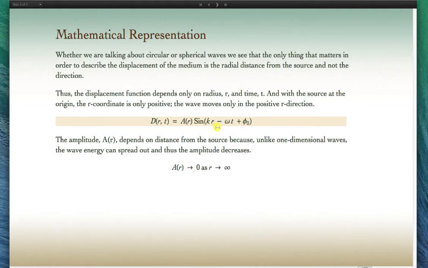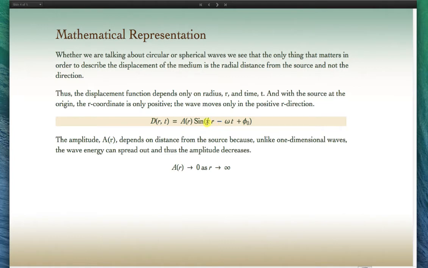And I'm not going to put a positive in here because we're assuming that the source is at the center of the waves, where r is equal to 0. When you're talking about radial coordinates, radius is never negative. Radius is always a positive thing. So if the source is in the center at r equals 0, the waves are always going to be moving outward away from the source in the positive r direction.